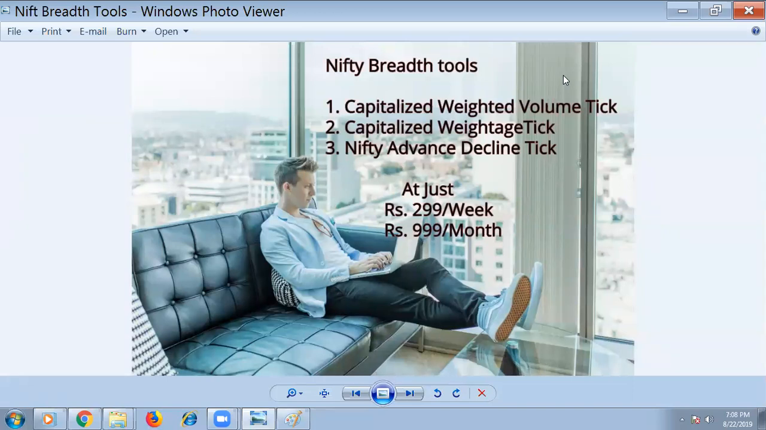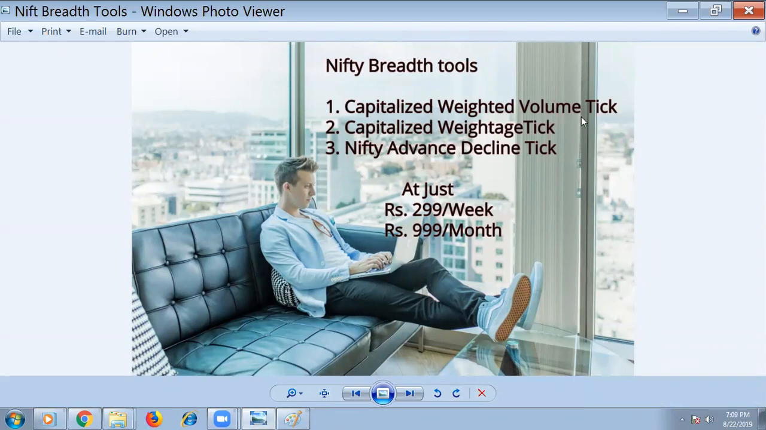Today I am going to explain to you about Nifty Breadth tools. So, what are Nifty Breadth tools? Capitalized weighted volume tick, capitalized weighted tick, Nifty advanced decline tick. So, first, what is a capitalized weighted volume tick?